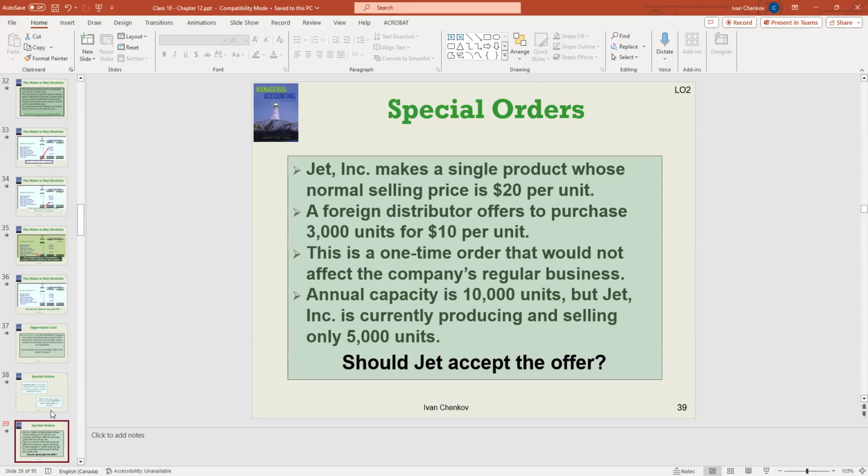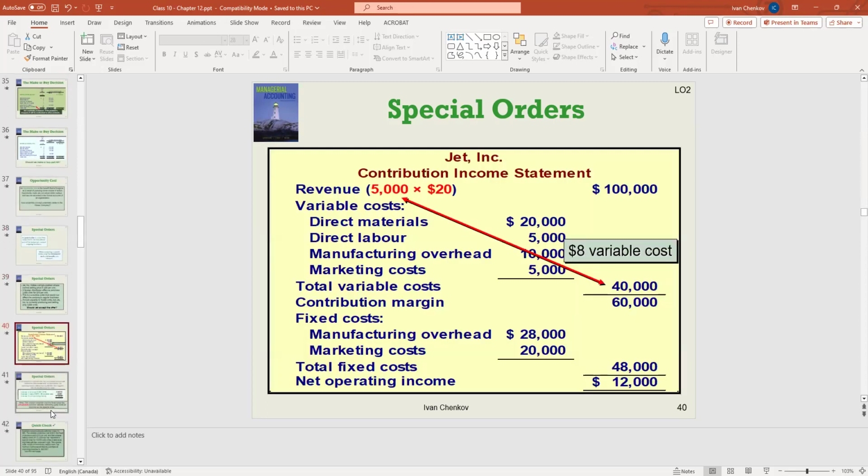The other thing that we should consider is, do we have the capacity to do it? Our annual capacity is 10,000 units. Currently, we are producing and selling only 5,000 units. So our capacity is not going to be affected. We are within the relevant range. So let's see now. If the company produces this product in the normal course of business, this is what happens with the company income statement. Producing and selling 5,000 units at $20, the company generates $12,000 operating income.